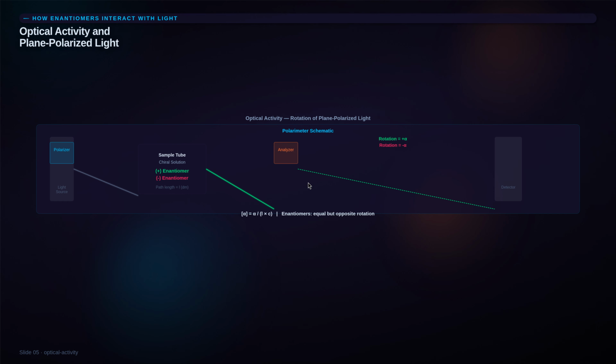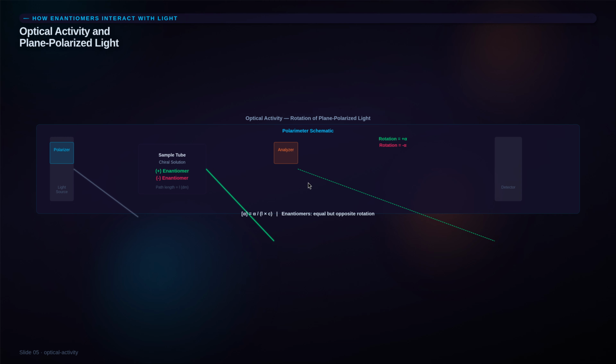The specific rotation is the observed rotation normalized for concentration and path length. The specific rotation equals the observed rotation divided by the path length in decimeters multiplied by the concentration in grams per milliliter. The D specifies the sodium D-line wavelength of 589 nanometers, and T is the temperature.